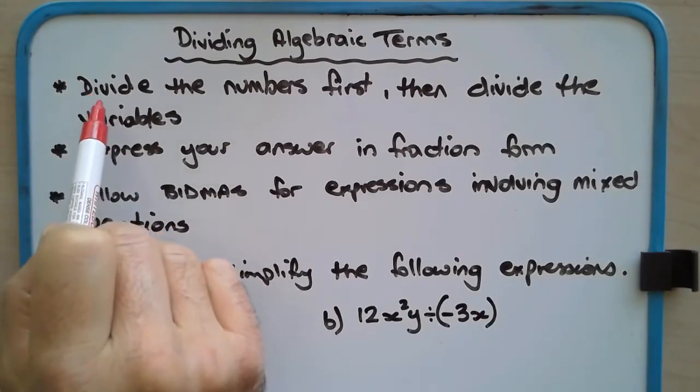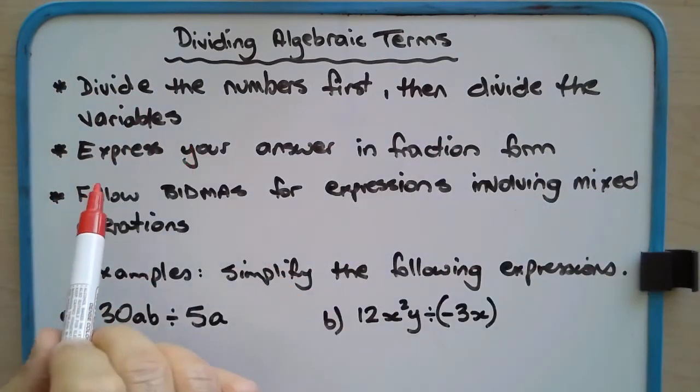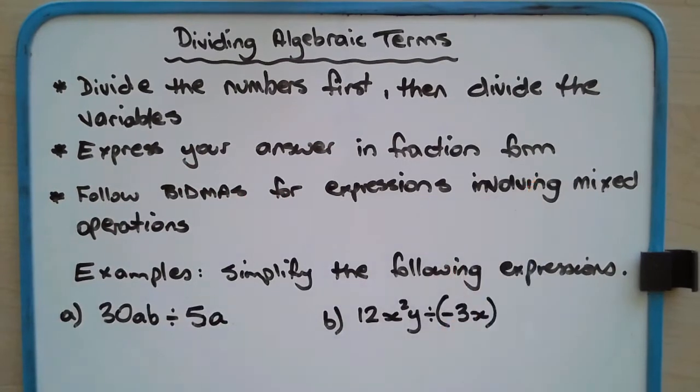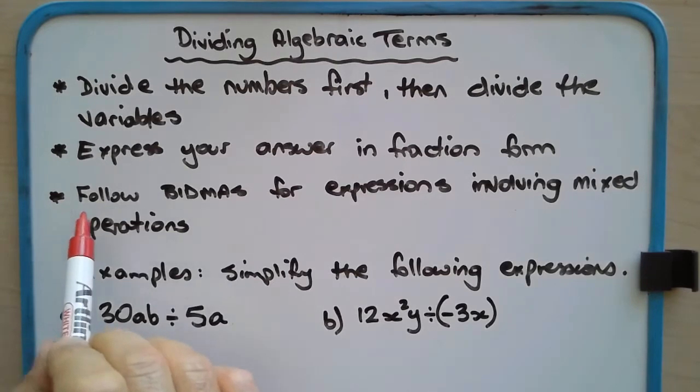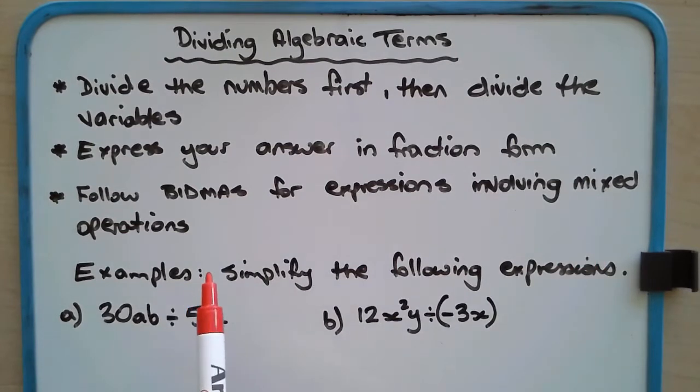So the first point is that we divide the numbers first, then we divide the variables. We express our answer in fraction form. Where there's a fraction involved, keep it in fraction form, do not convert it into decimal. And the last point is that we follow BIDMAS for expressions involving mixed operations. So anything that involves multiplication and addition, you do the multiplication first, and then you worry about the addition later. Okay, let's have a look at some examples.